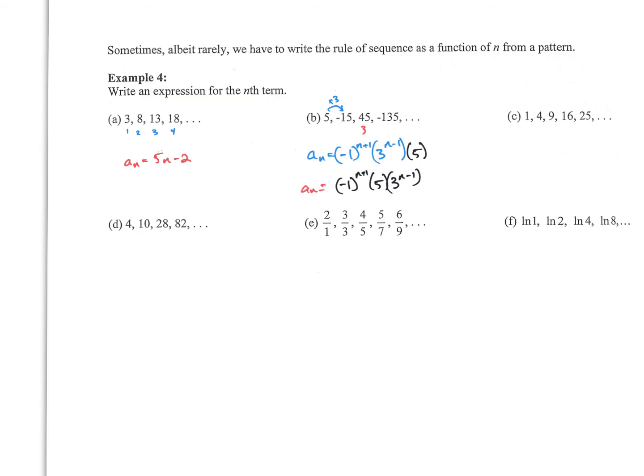All right, let's look at part C. I got 1, 4, 9, 16, 25. This one should be fairly simple to pick up on this pattern. I squared it. I just squared it. So a sub n is equal to n squared. All right, let's look at this next one. This is a little bit tricky, but I'm going to hopefully help you out a little bit. So I got 4, 10, 28, 82.